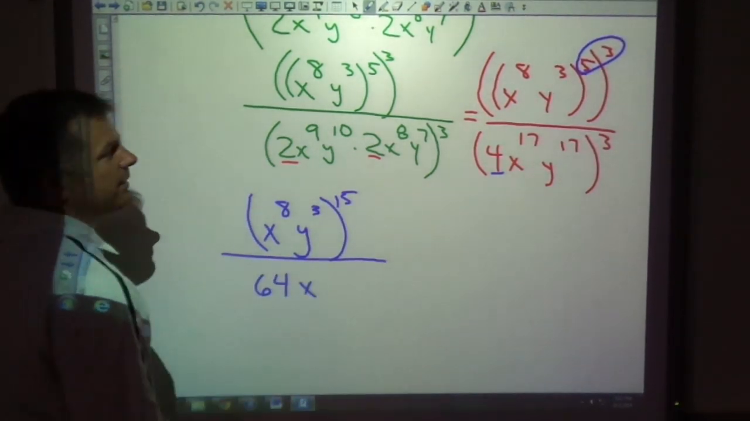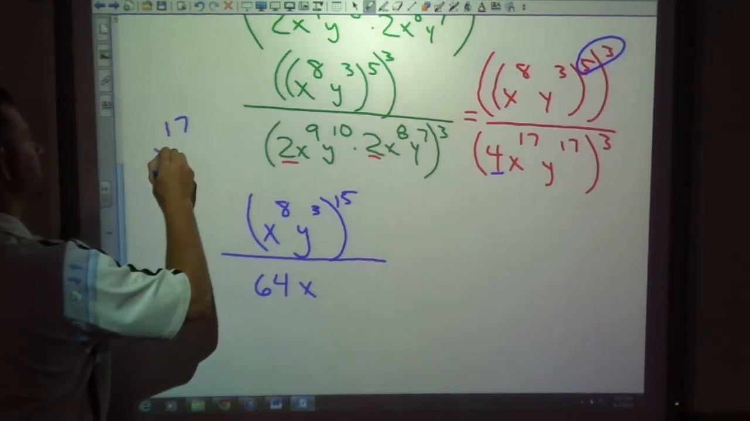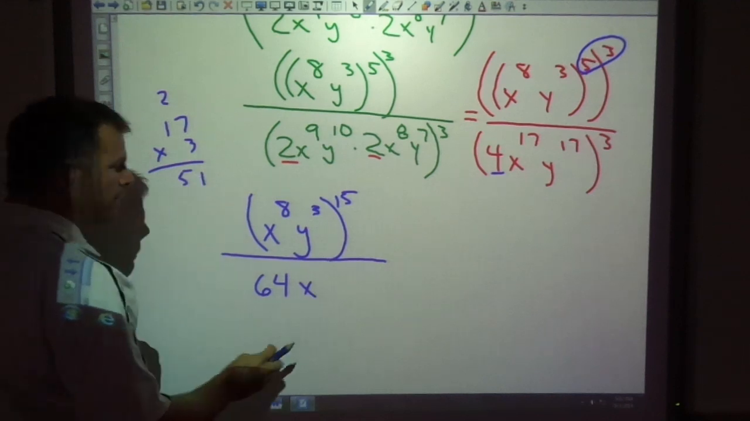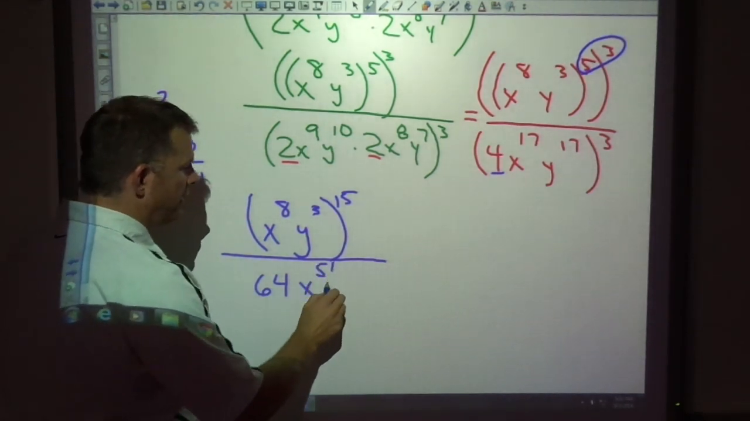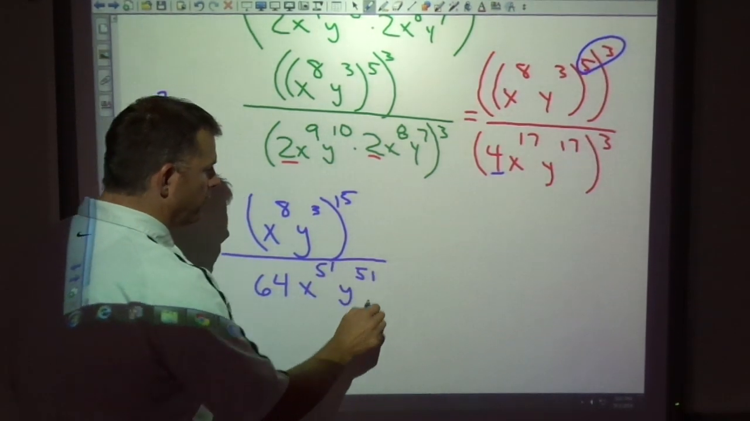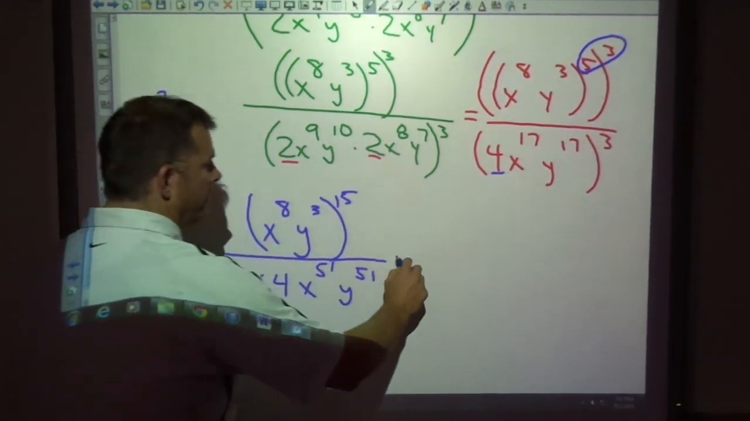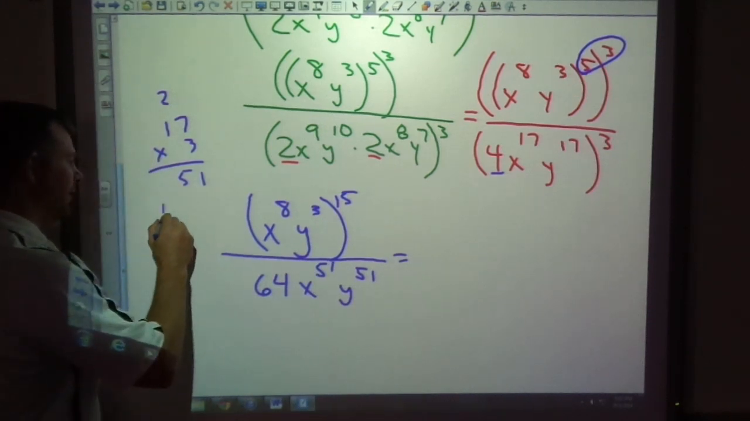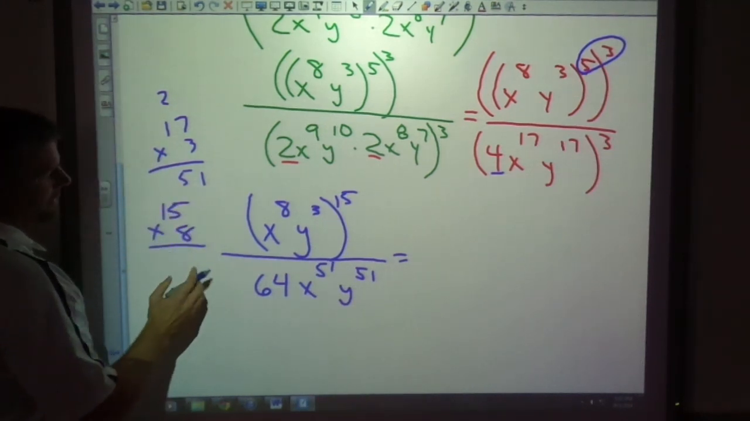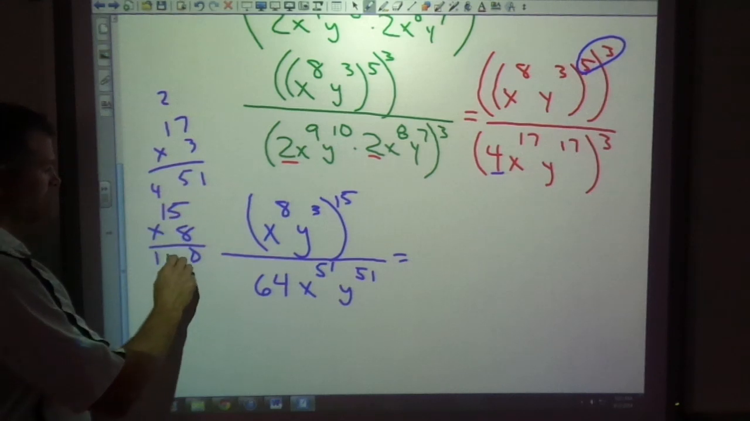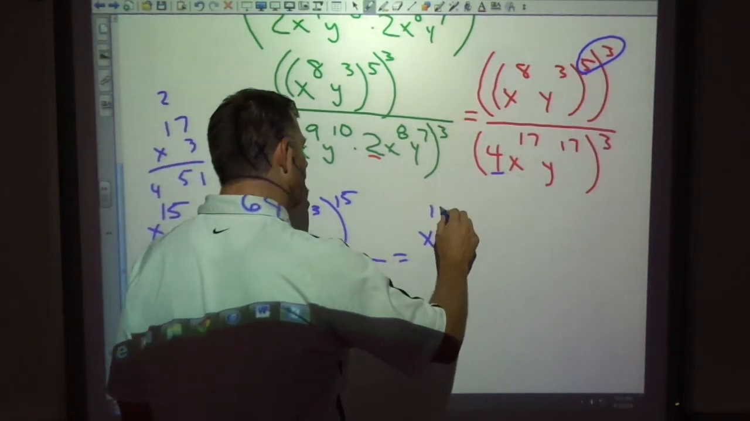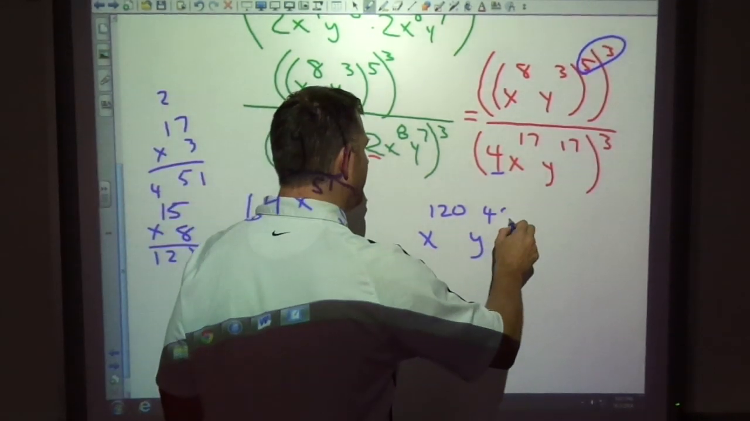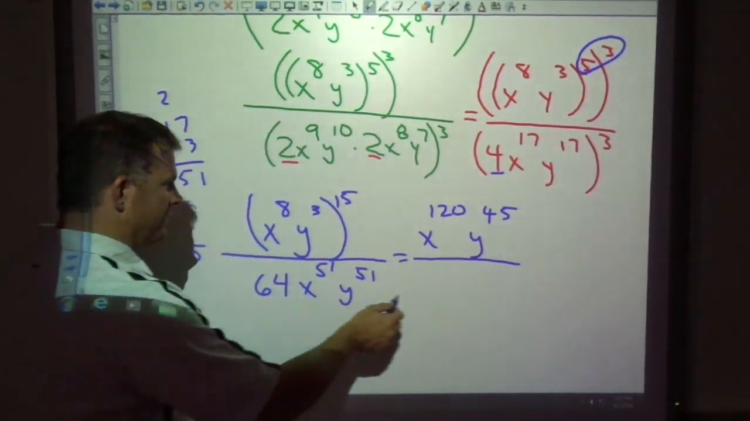And x, oh great, 17 times 3. I don't have a calculator with me right here. 51. So x to the 51 and y to the 51. Now I can do my power to power here. Oh, fantastic. I get to multiply 8 times 15 on video without a calculator. I'm thinking that is 40, 120. So x to the 120 and y to the 45. And this is the same.